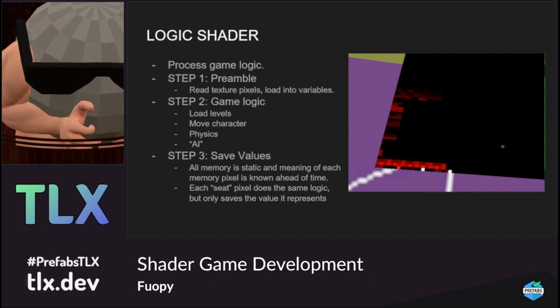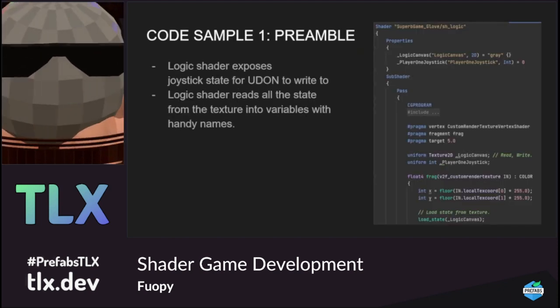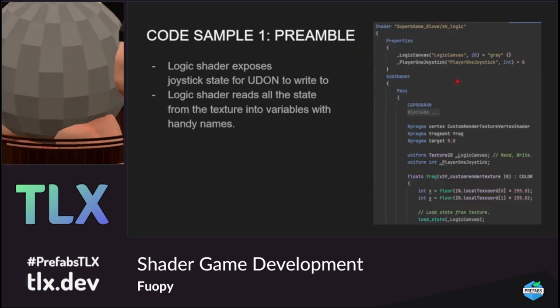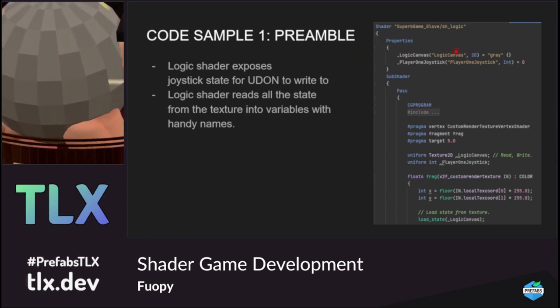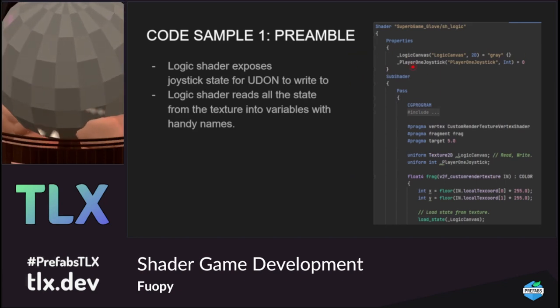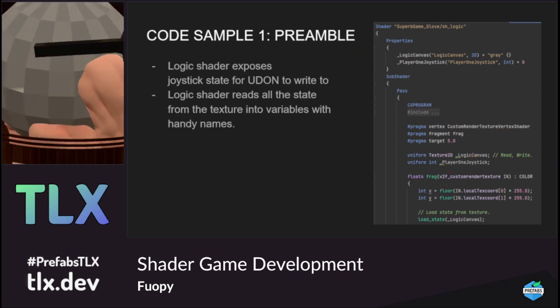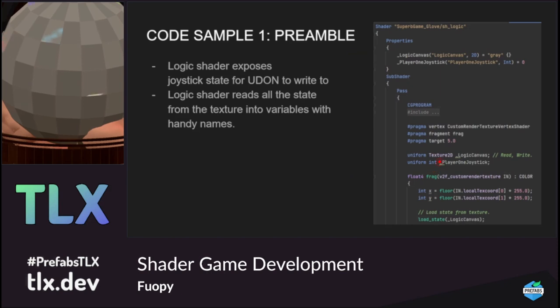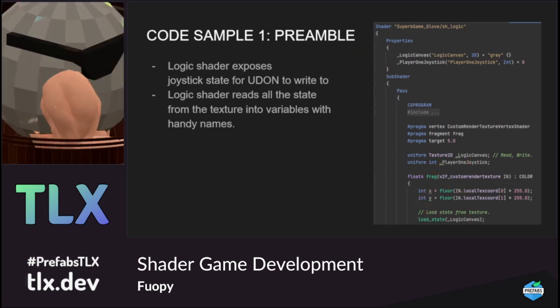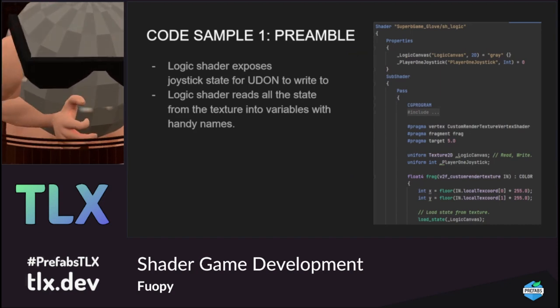Now let's take a look at a little bit of the code. For the preamble code, we have a pretty standard beginning of the shader. We have our properties. I bind the joystick right here. The joystick code is actually done in Udon. So that's one of the few pieces that's done in Udon, the joystick. After that, it's all pretty standard boilerplate HLSL stuff. We have a reference to the canvas so that we can read and write from it. And then we have our joystick. And finally, we load the state. Let's take a look at what it means to load the state.